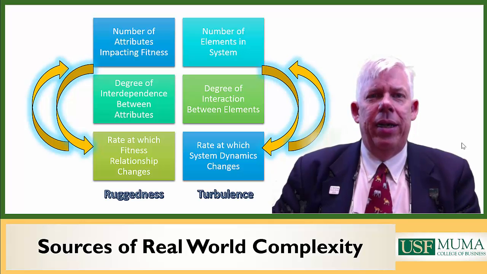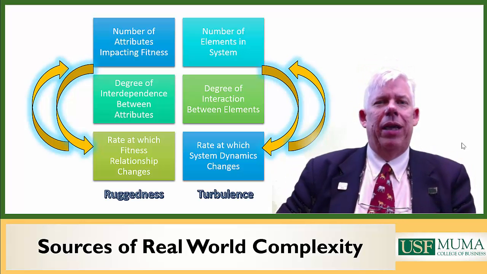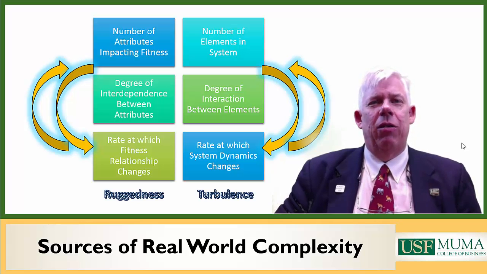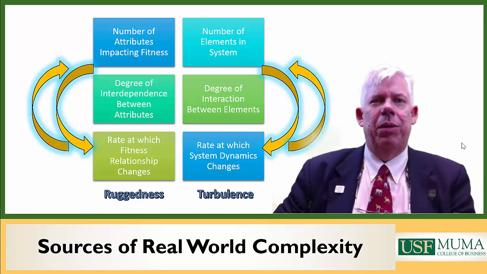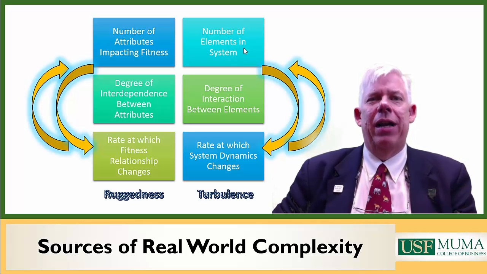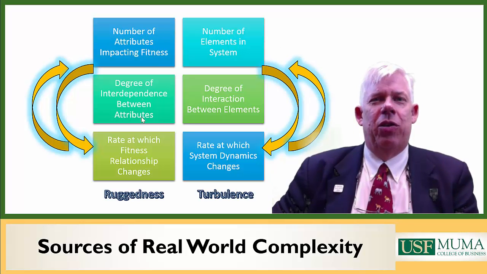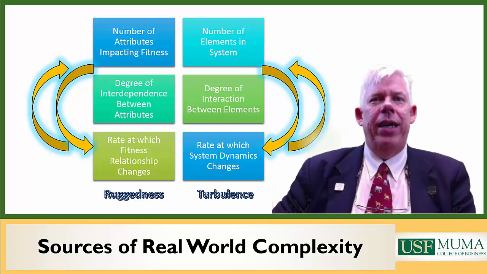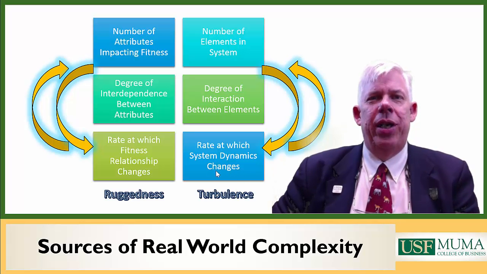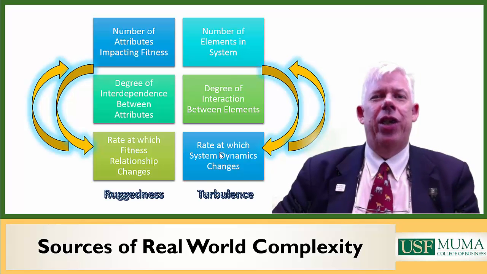To review quickly, when we talk about real-world complexity, there are almost always three things mentioned as being sources of this complexity. The first is the number of elements in the system, or in the case of fitness, the number of attributes that impact fitness. The second is the degree of interaction between elements or attributes. And then finally, we have the rate at which they interact with each other and at which the overall dynamics of the system change. And what happens in an evolutionary system is these things impact each other.